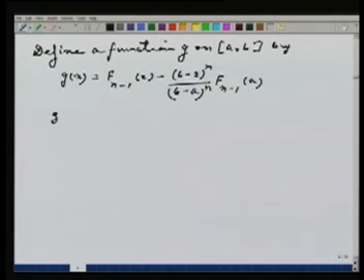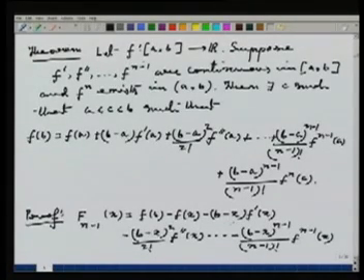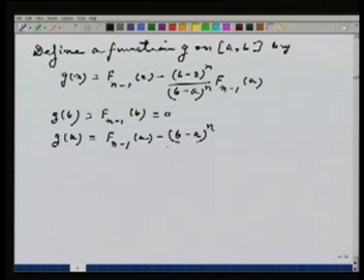And then we check certain things here. What is g(b)? That is f_{n-1}(b), because the other term is 0, b minus b, which is 0. So I just get f_{n-1}(b). But now let us look at the formula for f_{n-1}(b). If I put x equal to b, I can certainly see from this formula that f_{n-1}(b) is 0. So this is equal to 0. What is g(a)? That is f_{n-1}(a) minus (b minus a)^n divided by (b minus a)^n into f_{n-1}(a), which is the same as 0. So g is a differentiable function which vanishes at the endpoints.